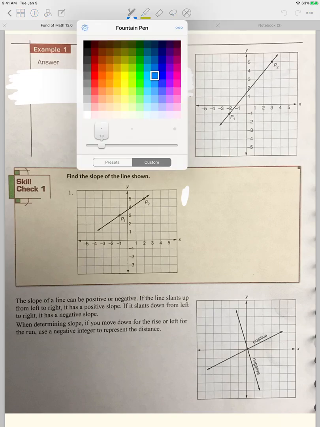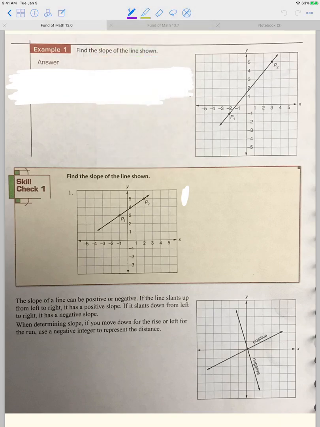So first we're going to look at our rise. What is the change vertically? So what we want to do is figure out how many units we go up from P1 to P2. So we're going to drop a vertical line down here till we get to P1, and we're going to see how many units that line is. 1, 2, 3, 4, 5, 6.